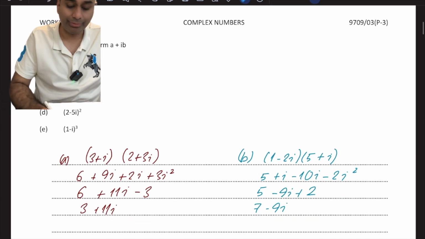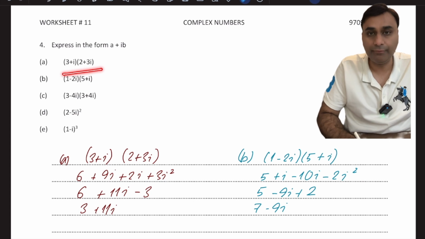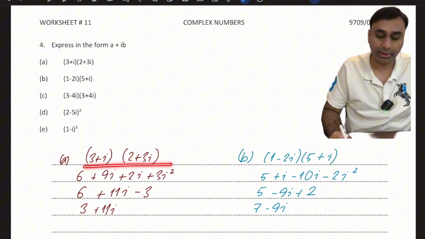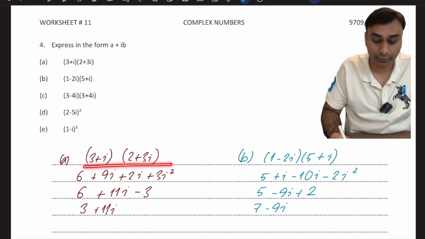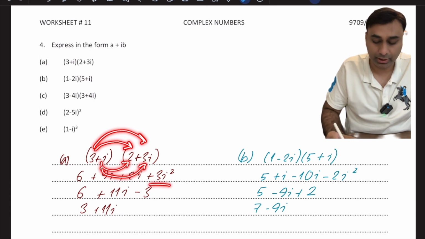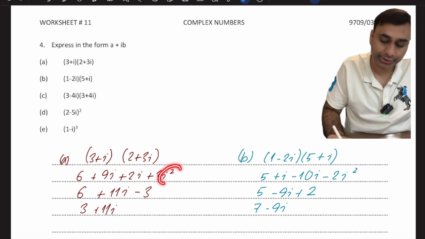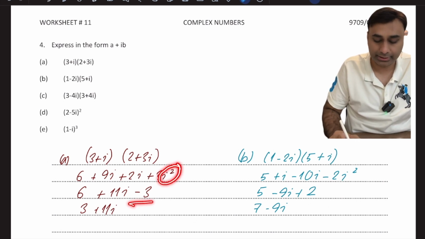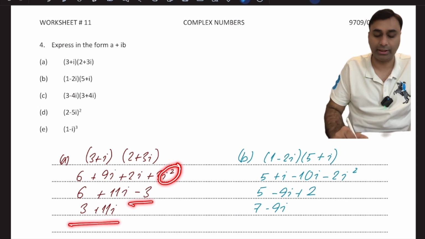Similarly, you can also multiply two complex numbers, and whenever you're trying to multiply two complex numbers, you can simply multiply all the terms together. 3 times 2, 3 times 3 iota, 2 times iota, and iota times 3 iota. That becomes 3 iota square. And then you would realize that iota square is -1, and you can write it down as -3, and hence you will get your simplified result of this.